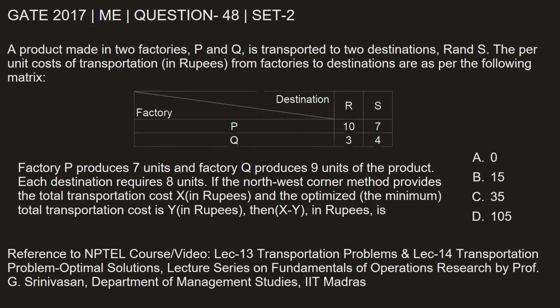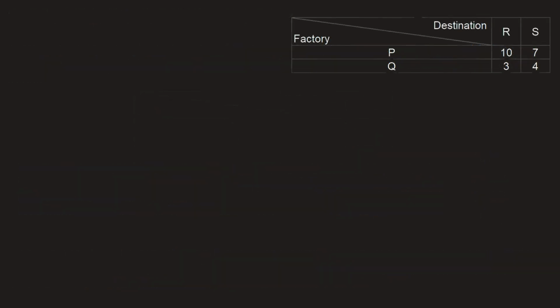So understand that first we need to find out the total transportation cost using northwest corner method, and then we need to find the optimized transportation cost using some other optimization method, and then we have to take the difference between those two costs. So let's find that out. We'll start by drawing the table for northwest corner method first for finding out the total transportation cost, and for that we'll start with finding out the basic feasible solution.